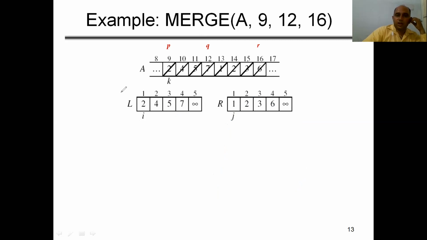Let's solve these two sorted subsequences: one is 2 4 5 7, the other is 1 2 3 6. We have to take two extra temporary arrays to store these two subsequences from array A. First we copy 2 4 5 7 into the first array, that is L, and we copy the other sorted sequence 1 2 3 6 into another temporary array R.